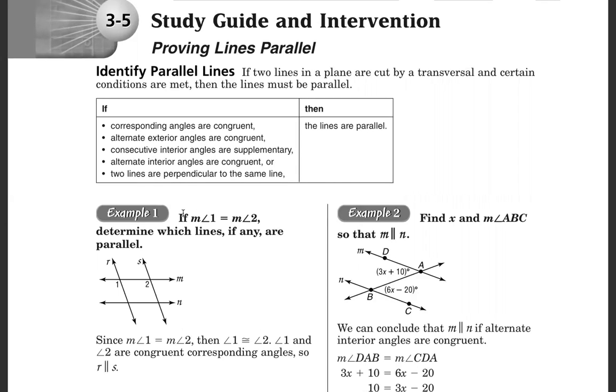That means if the first line is perpendicular to the transversal and the second line is also perpendicular to the transversal, then the first and the second lines are parallel. Those are the conditions that we have to meet so that we can say that the lines are parallel. We don't need to show all of these conditions, just one of these five. If you can show one, then we can say that the lines are parallel.